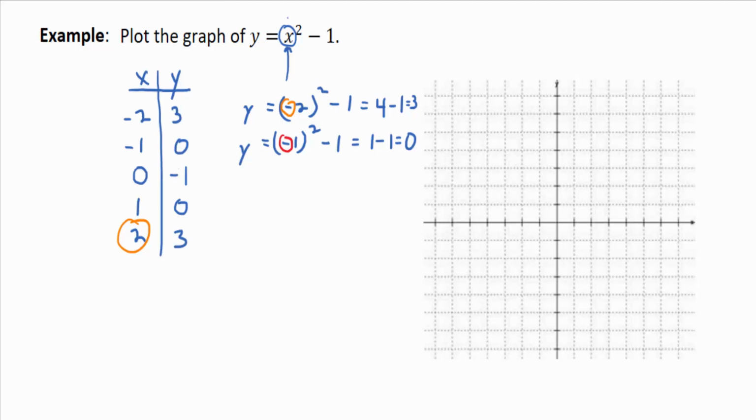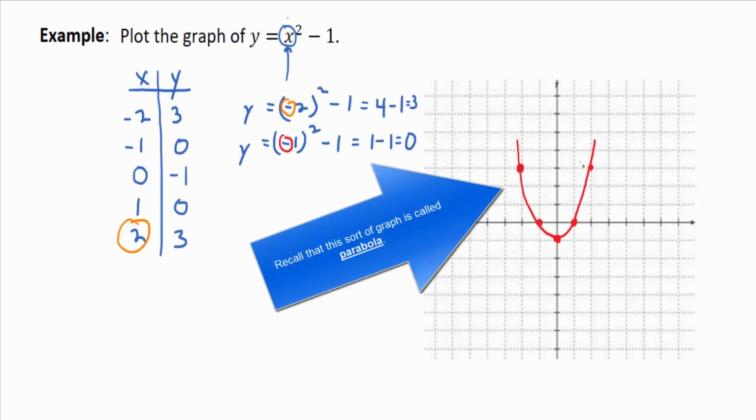So we plot these values. I'm going to start with 0, -1, and then 1, 0, -1, 0, -2, 3, and 2, 3. And then connect the dots. Use a nice smooth curve. It's not a V shape at the bottom. It's a nice rounded shape at the bottom. If you don't quite make it through your point, just make the point bigger.